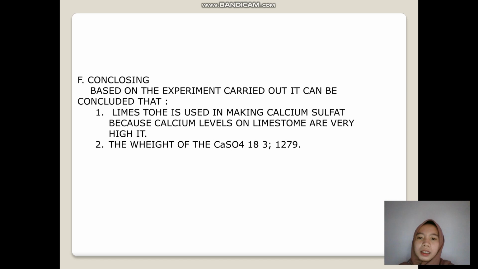Conclusion: based on the experiment carried out, it can be concluded that limestone can be used in making calcium sulfate because the calcium level in limestone is very high. The weight of the CaSO4 is 18.3.